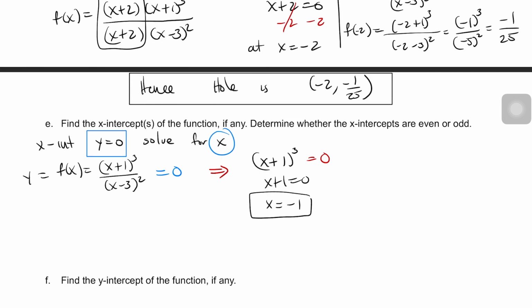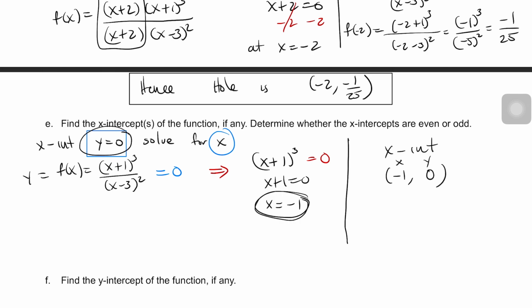So this is where it's going to happen. To find the actual point, we already know that when y equals 0, your x equals -1. So the x-intercept is going to be x equals -1, y equals 0.